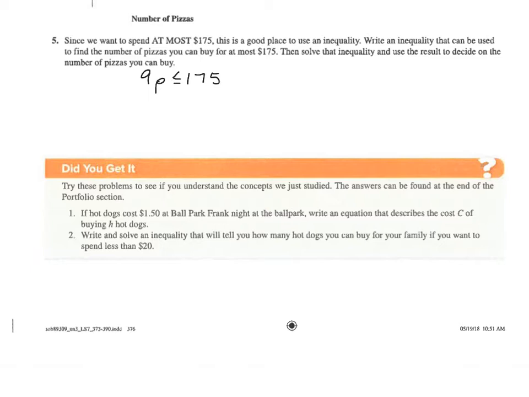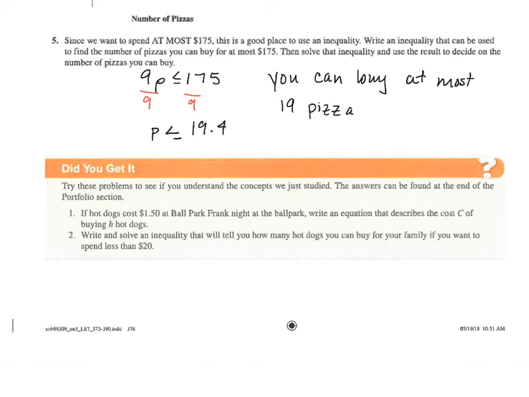All right, so let's go ahead and divide both sides by 9. And so we have P is less than or equal to, let's see, what did we say? Roughly 19.4. So it looks like you can buy at most 19 pizzas.